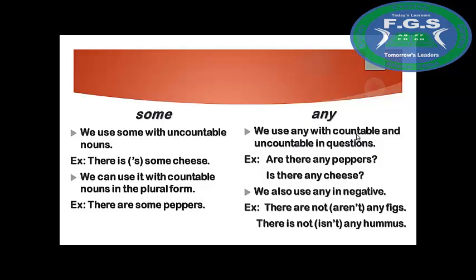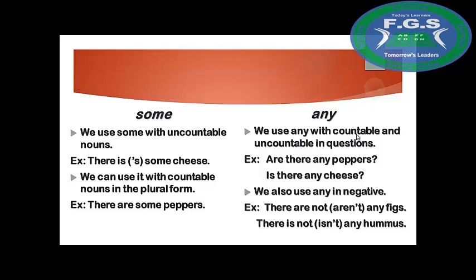And we also use any in negatives with countable nouns and uncountable nouns. Like, there aren't any figs. We put countable nouns after any in this example. So I have to say there aren't any figs. There aren't any apples. There aren't any raisins. There aren't any nuts. There isn't any hummus.